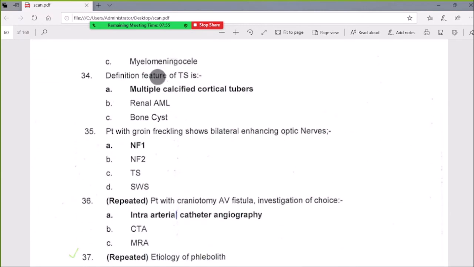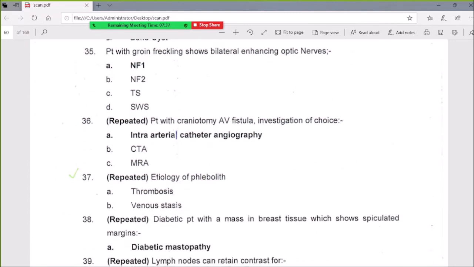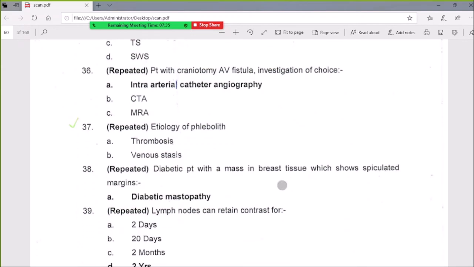Definitive feature of tuberous sclerosis is multiple calcified cortical tubers. 35. Patient with café-au-lait spots, thickened optic nerve: NF1. 36. Patient with craniotomy, AV fistula, investigating choice is intra-arterial catheter angiography. 37. Etiology of pelvic stenosis.